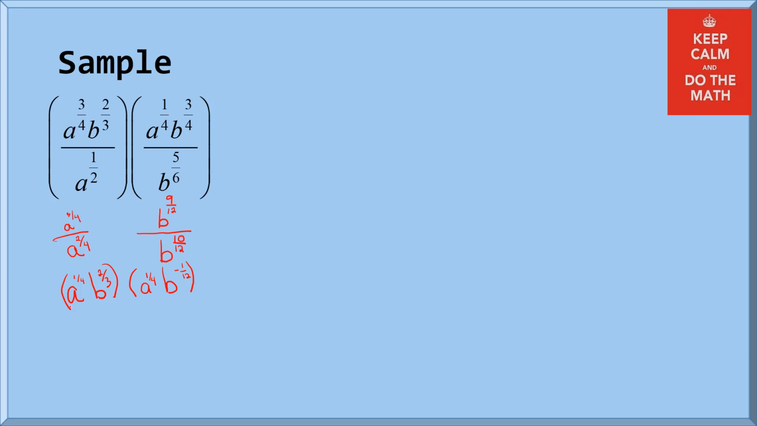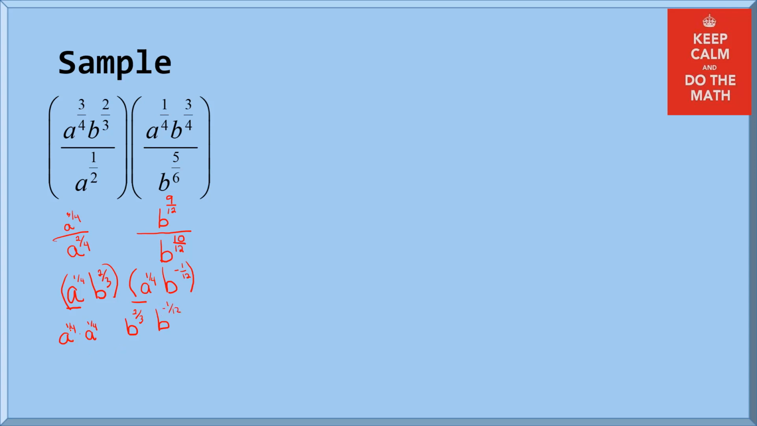Now I'm going to go across. So I'm now going to take the same base as a to the 1/4 times a to the 1/4. I'm just going to rearrange them so you can see the same bases. And over here I'm going to take b to the 2/3 times b to the negative 1/12.